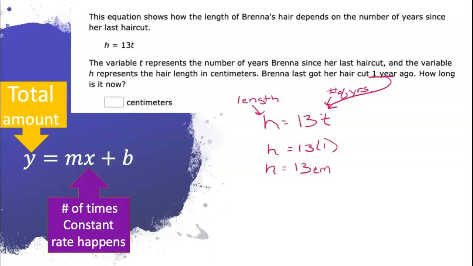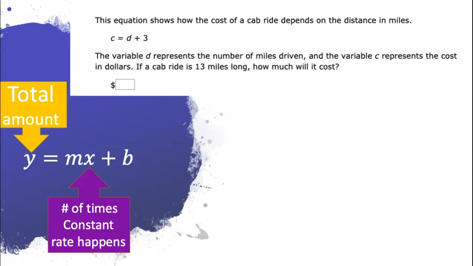Now, if you think about it, this is really just y equals mx plus b. My total equals my rate times how many times my rate happens. Her rate happened 1 year. Let's look at number next.